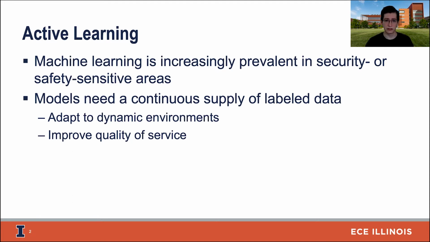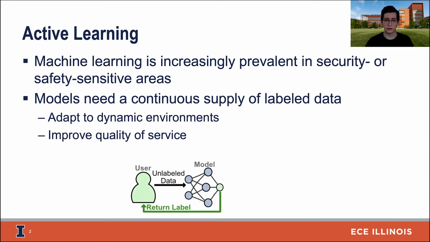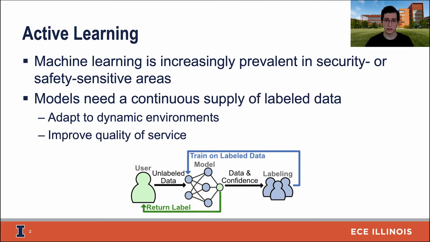Consider a typical scenario. A user submits some unlabeled data to the deployed, trained model and receives a label in return. On the back end, the service provider collects the user's data. The true label of this data is not known by the service provider at this point. So they leverage data labeling services like Mechanical Turk to determine the true label. The data and the label can then be used to improve the model during retraining.